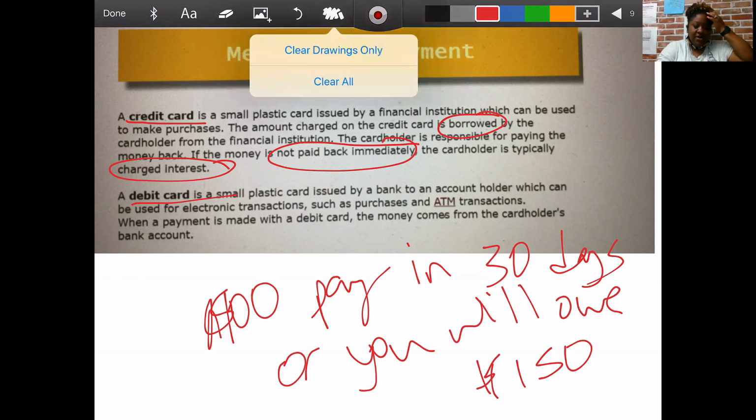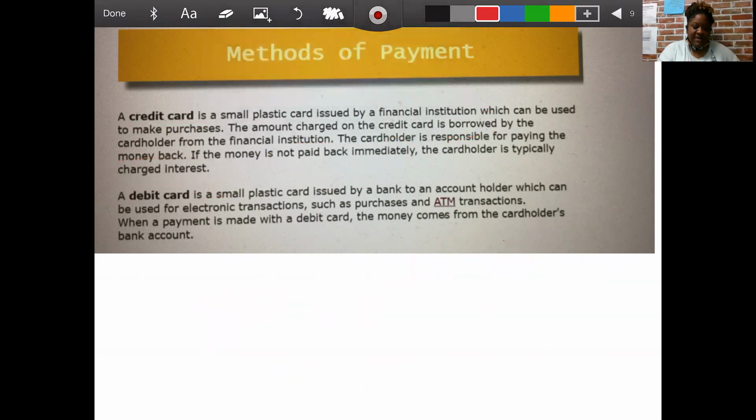All right, now a debit card is money you have in your bank account. So when that runs out, that debit card isn't going to work anymore. Even a credit card has a limit, so you can't go over a certain limit. But with the debit card, as you're spending, it's coming out of your bank account. So you can't go over that amount. And you don't owe anyone any interest because you're spending your own money, okay?